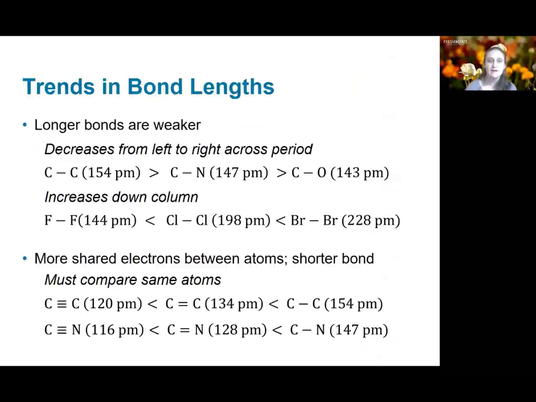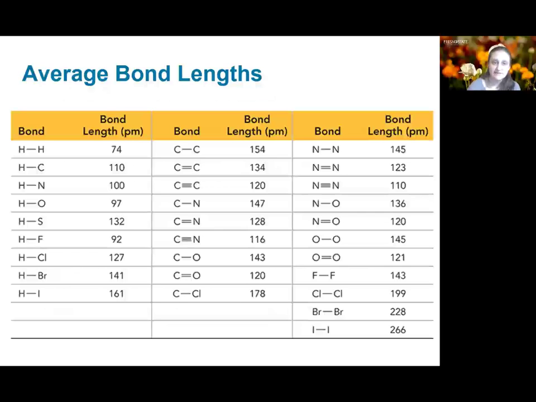Again, we see trends in our bond lengths in that longer bonds tend to be weaker, and the bond is going to get shorter as you go from left to right across the periodic table because the atoms are getting smaller, and it's going to increase as you go down a column because the atoms are getting bigger. And again, if we have multiple bonds, those are going to be shorter than single bonds, and generally a shorter bond is going to be a stronger bond. So you can keep that in mind. Again, these bond lengths are the types of things we can look up in tables if you need to know specific values.